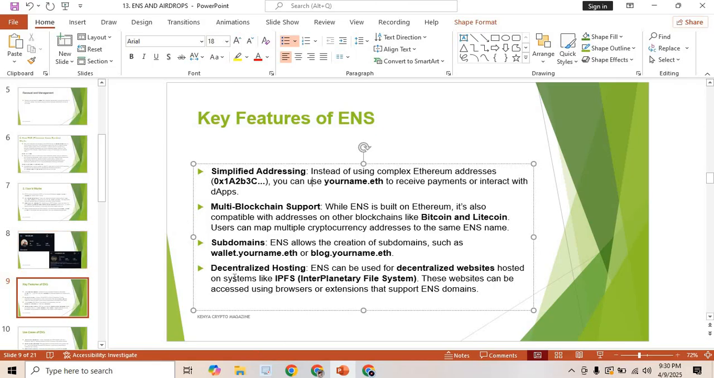The fourth key feature is decentralized hosting. I've mentioned that the ENS is decentralized. So ENS can be used for decentralized websites hosted on systems like IPFS, the InterPlanetary File System. These websites can be accessed using browsers or extensions that support the ENS domain system. So you can actually use ENS to access decentralized websites, or rather what you call dApps, decentralized applications.